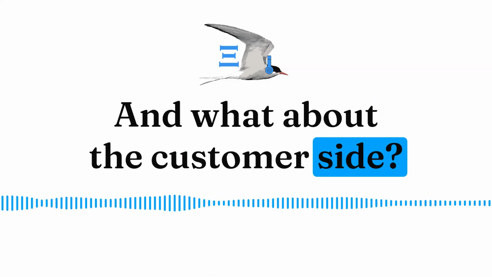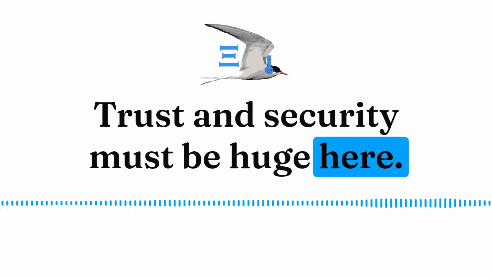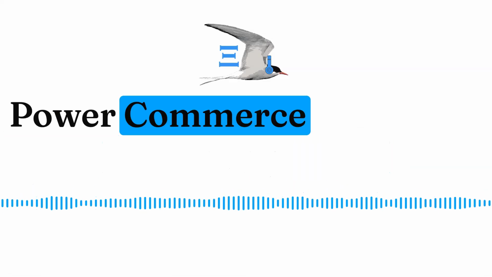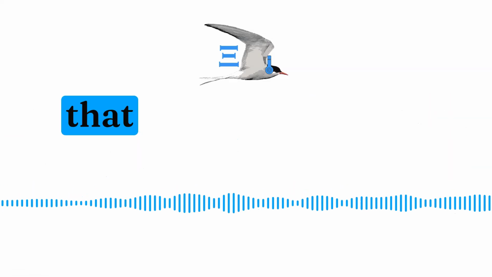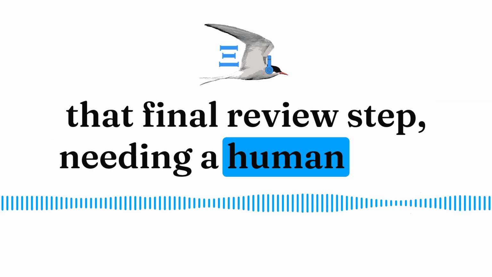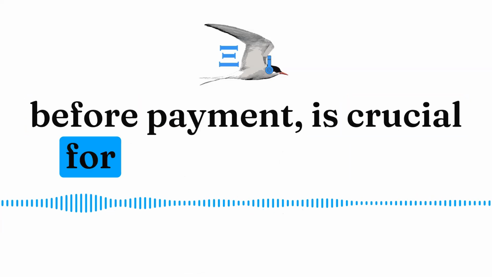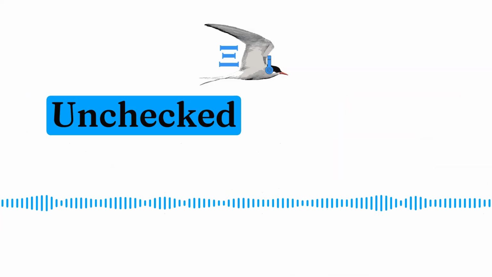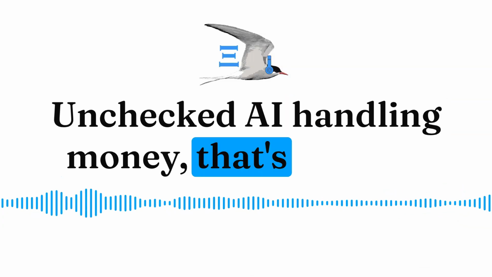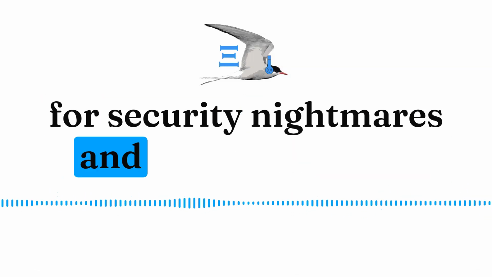And what about the customer side? Trust and security must be huge here. Absolutely huge. Power Commerce points out that Shopify emphasizing that final review step, needing a human okay before payment, is crucial for maintaining trust. Unchecked AI handling money. That's a recipe for security nightmares and lost confidence.